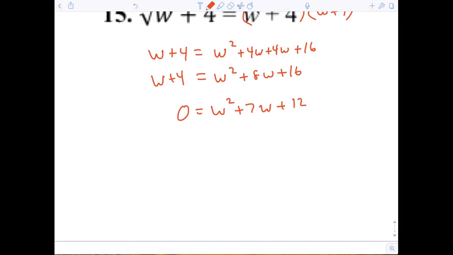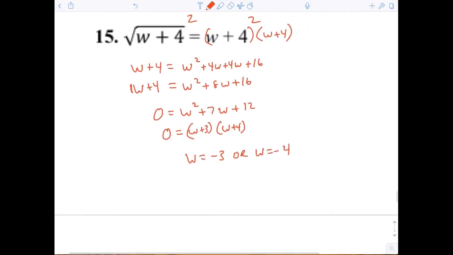8 minus 1. Oh. So now when you factor, now remember, just because it's negative doesn't mean it's no solution. All right? So let's look over.